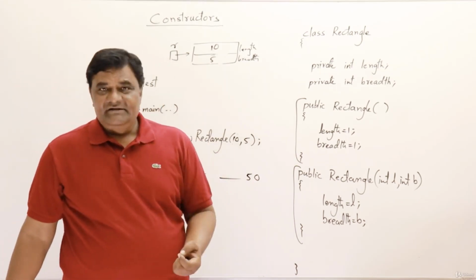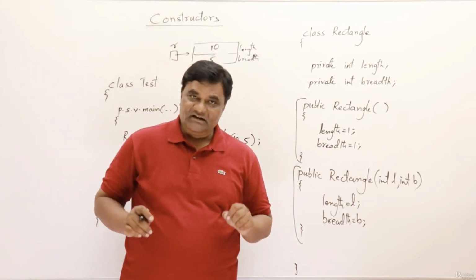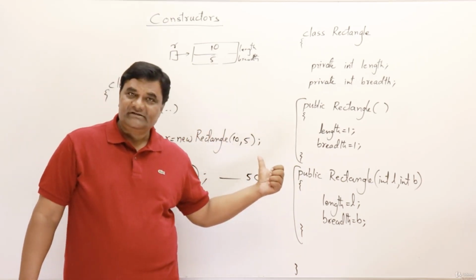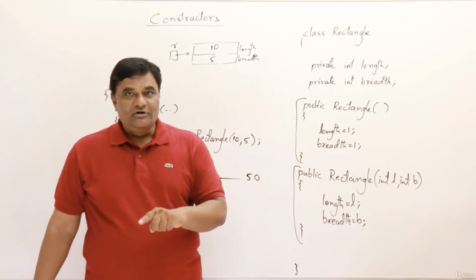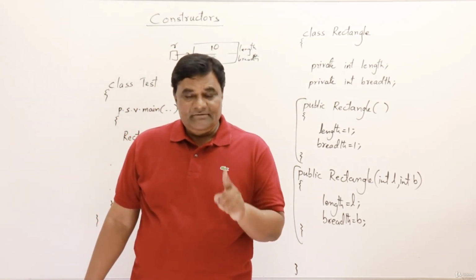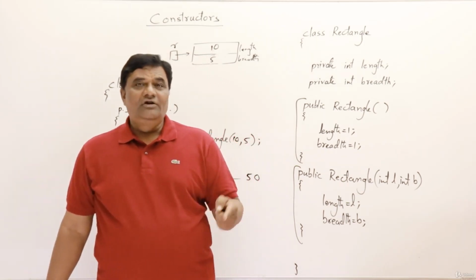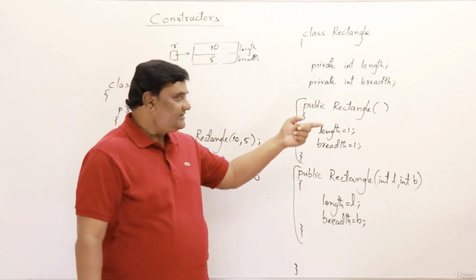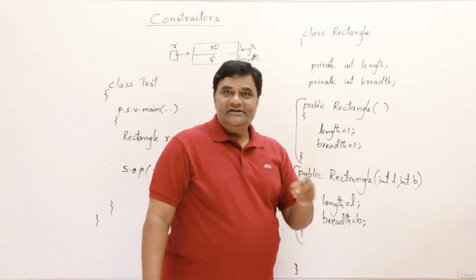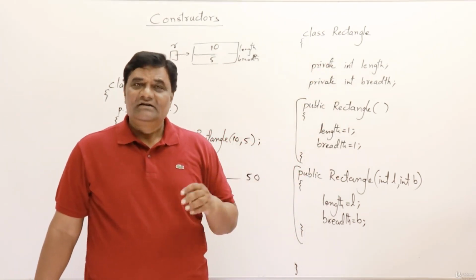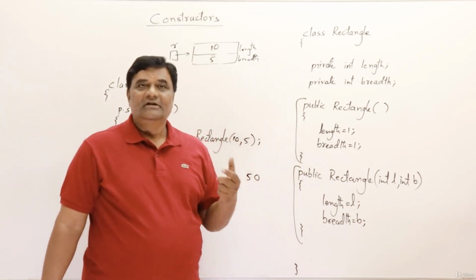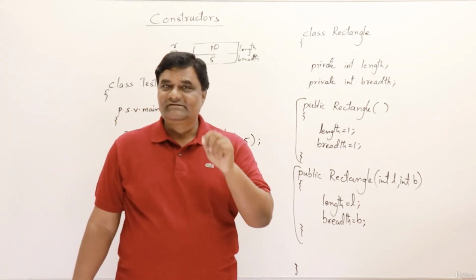So once again I repeat, a constructor is a method of a class which is called automatically whenever you are creating an object. And by default, there will be one constructor provided by the compiler. If you want, you can define your own constructors. When you define your own constructor, it must have the same name as the class name. It should not have any return type. Constructors are usually declared as public, though you can make them private. That's all.